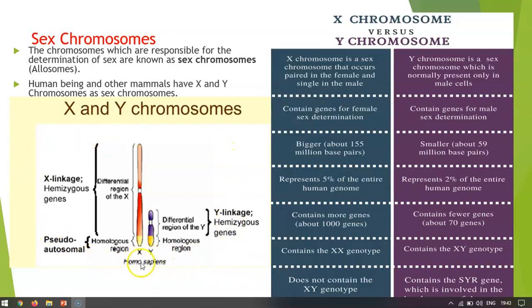Now, to understand these X and Y chromosomes, this diagram explains it all. So here you have similar genes and here you have dissimilar genes. So this is the non-homologous region. This is the homologous region. This non-homologous region has X-linked genes of your X chromosome, and this non-homologous region of your Y chromosome has the Y-linked genes. What is X-linked and Y-linked will be explained to you further.